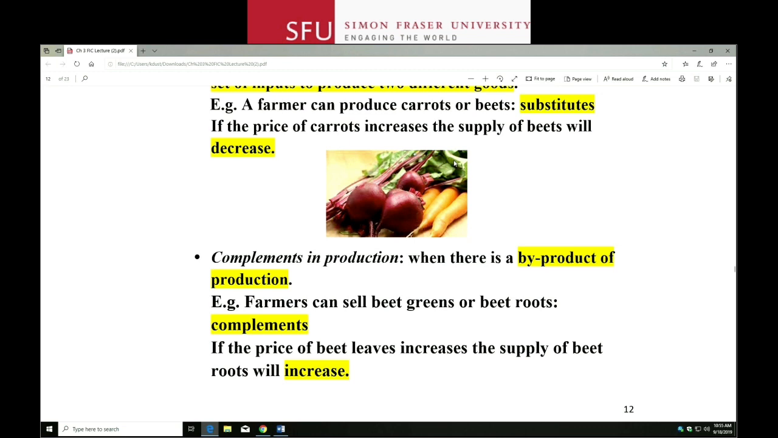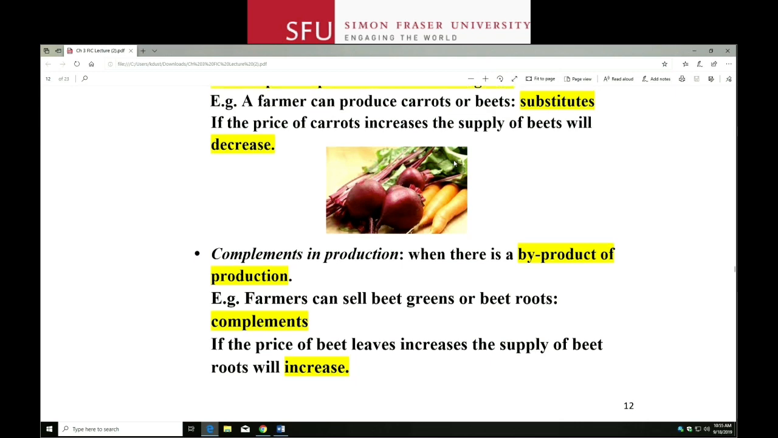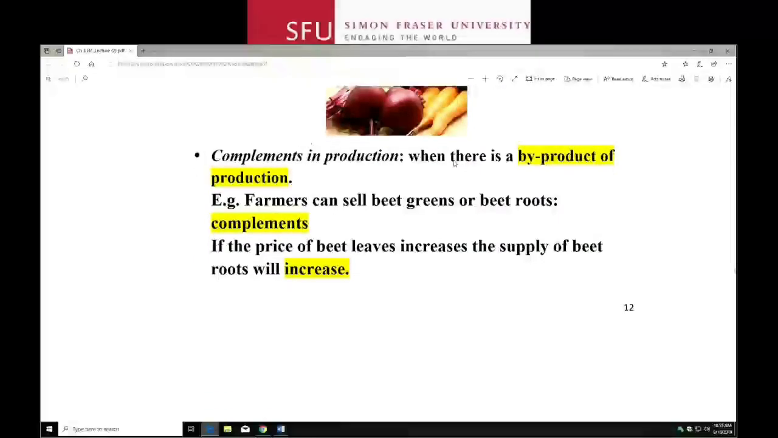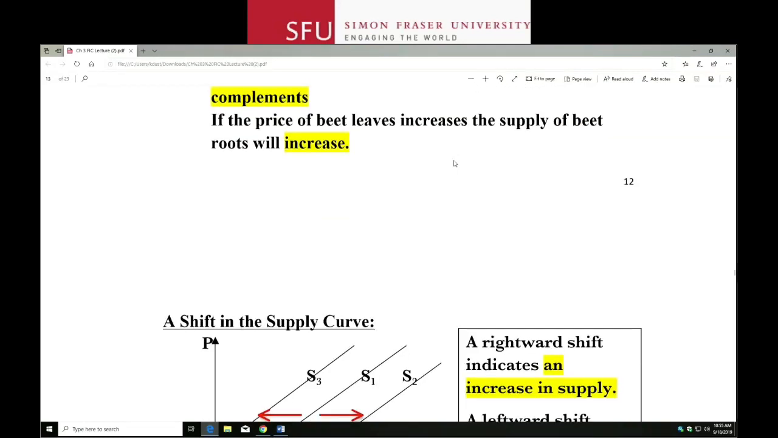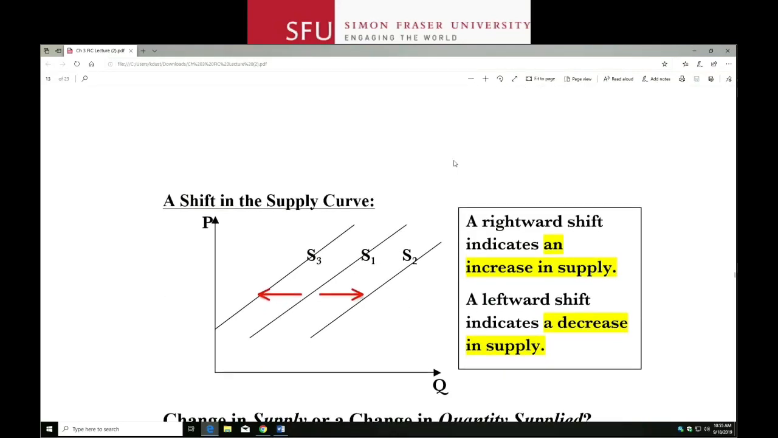Okay. Any questions so far? Now, how to illustrate this on the graph? These things will shift the supply curve. The supply curve can shift to the left or to the right, and the way that we describe it will be similar to a shift in demand. It will be a change in supply, either an increase in supply or a decrease in supply.